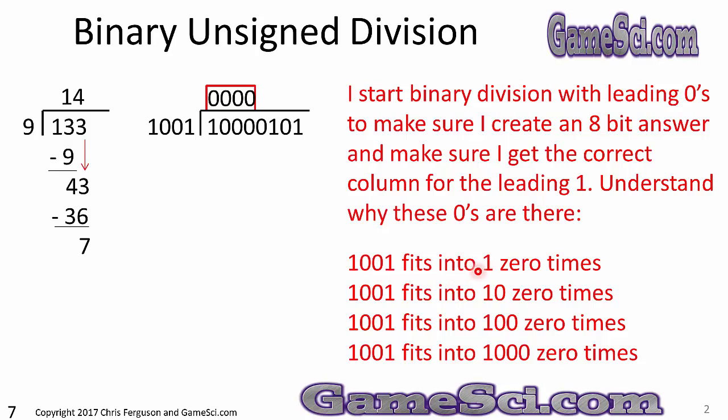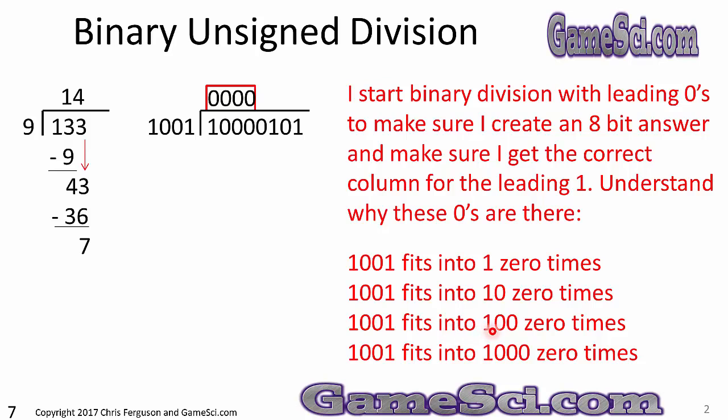1001 fits into 1 0 times. This value fits into that 0 times. 1001 fits into 10 0 times. I'm looking at just these 2 digits, and my operand here does not fit into those 2 digits, so I write a 0 above it.